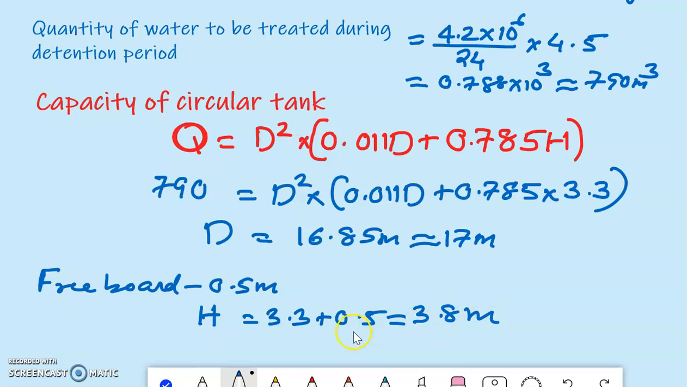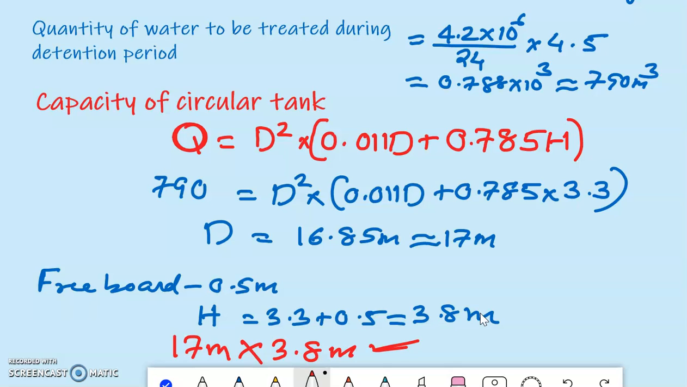Okay. So finally, the dimension of the circular tank is 17 meter by 3.8 meter. So this is how you have to design a circular sedimentation tank. So for both cases, rectangular sedimentation tank and circular sedimentation tank, we have seen how to design that tank.